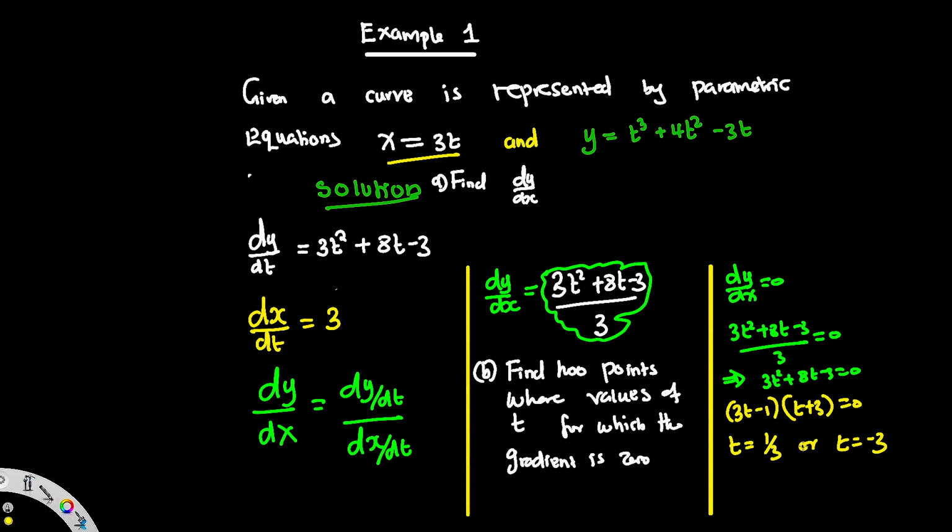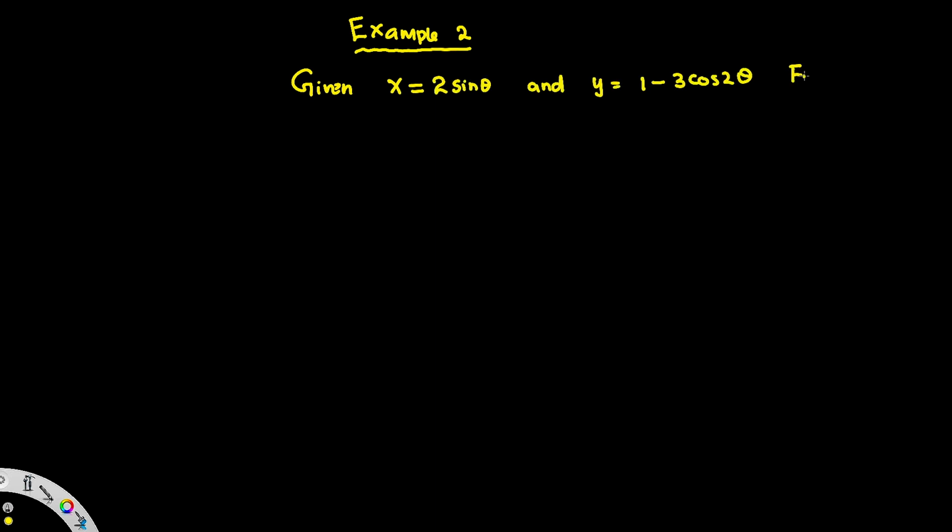Let's move further, where you are given trigonometric functions. How are you going to work it out? We are supposed to find dy/dx. Let's see the question and the information it entails. We are given x equals 2 sine theta and y equals 1 minus 3 cos 2 theta. We're supposed to find the exact gradient at theta equals pi over 3.